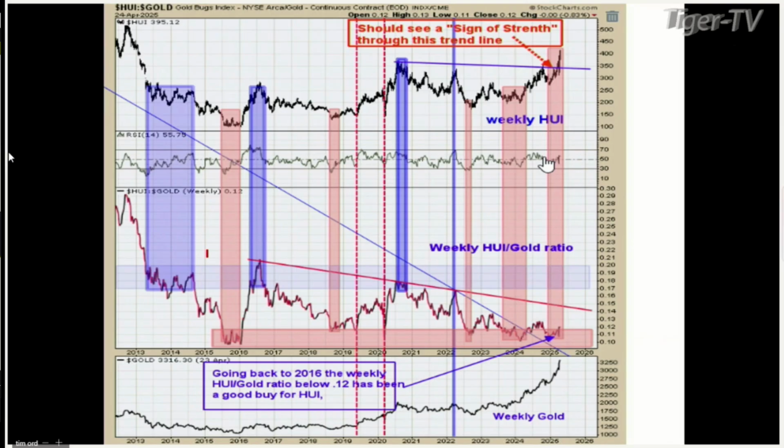This is a bigger chart. This chart goes back to 2012. There's a breakout line there. This is HUI, but this is a weekly HUI ratio. Basically what this chart says is gold stocks are cheap compared to the metal of gold. So when the ratio gets up around 0.17 or higher, you're usually at a high. These are some of the highs over the last decade or better. And when this ratio is below 0.12, where I think we are right now, 0.12. Yeah, there it is.